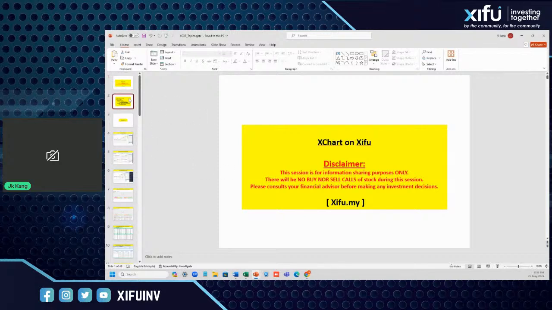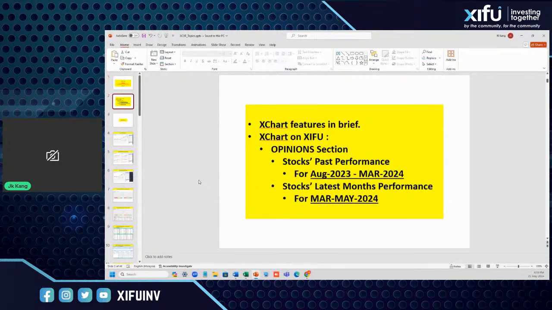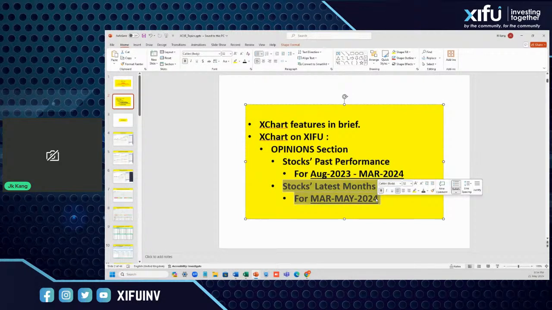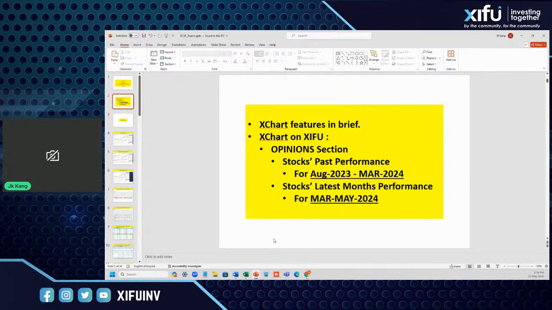Today I'm going to share the features of the XChart in brief. Then later I will lead you to the XChart Seafood opinion sessions, where I publish a lot of my analysis articles. I just want to have a quick browse through. I'll be sharing some of the stocks we have analyzed over this period of time. Then I will show the second list, which is the latest one, with likely upcoming events.